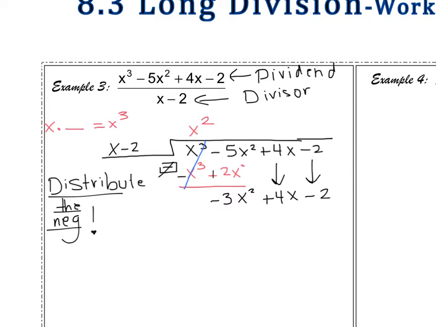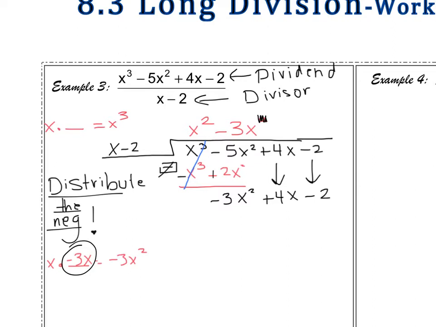And you ask yourself now, x times what would give me negative 3x squared? So if I'm going to write that down on the side, x times what would give me negative 3x squared? If I multiply by negative 3x, I will get negative 3x squared. So I'm going to put negative 3x on the top. So x times negative 3x, it should be negative 3x, just negative 3x.